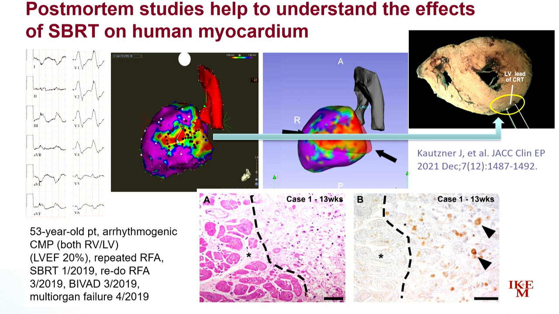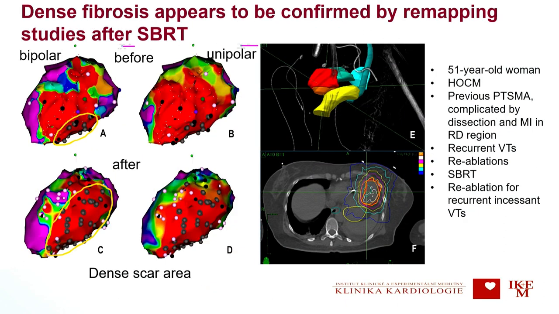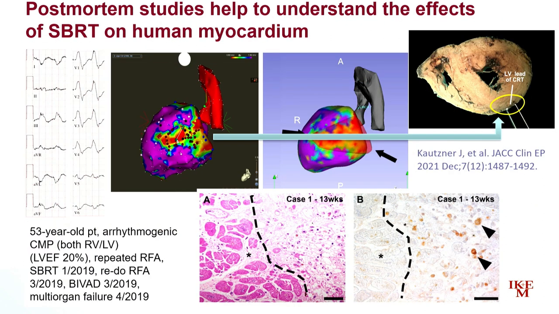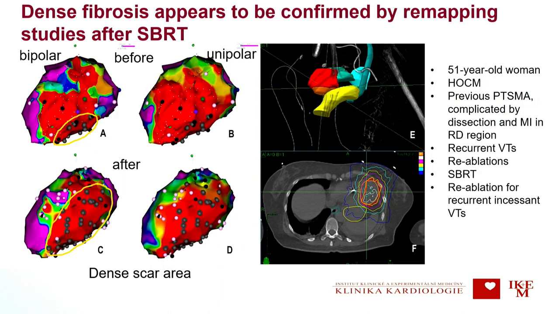We also had the opportunity to study some patients after radiotherapy when they died. This patient, for instance, died 3 months after, and we found in microscopy a very nicely demarcated area of irradiation, and there was a lot of caspase in macrophages, suggesting that there is apoptosis going on after radiotherapy, and this fits with the data from Mayo Clinic in an experimental setting.